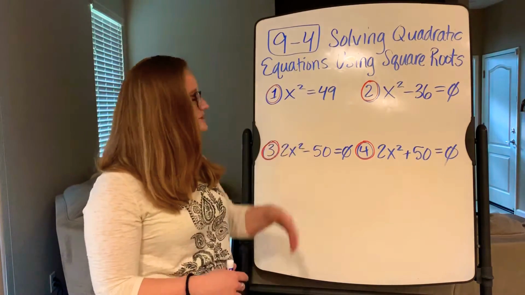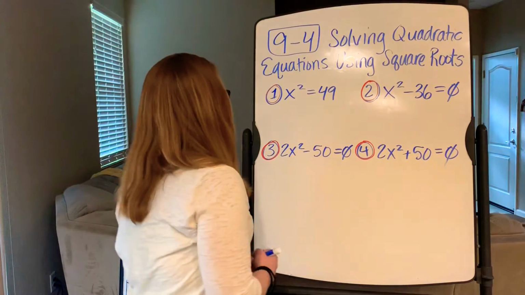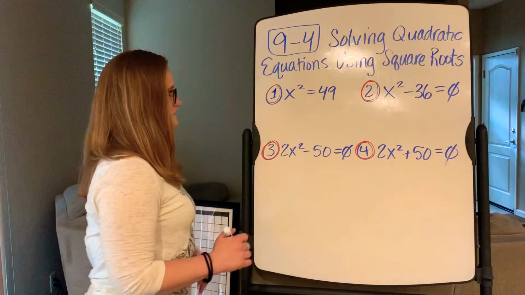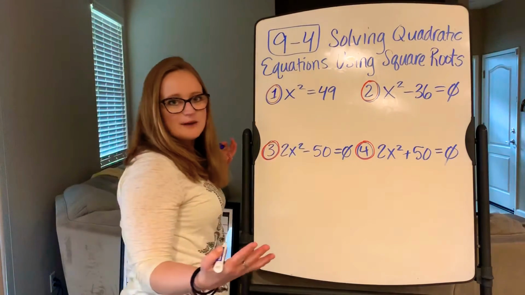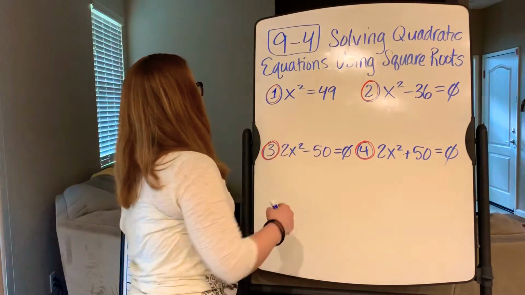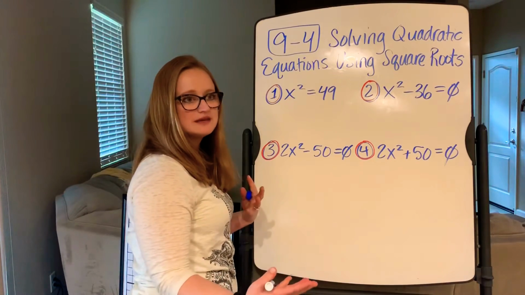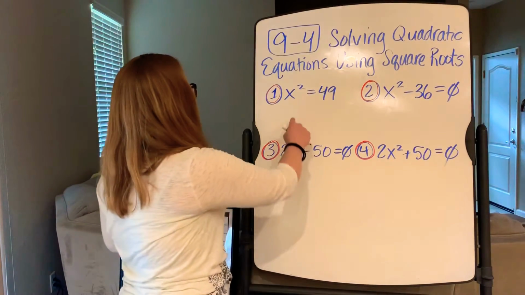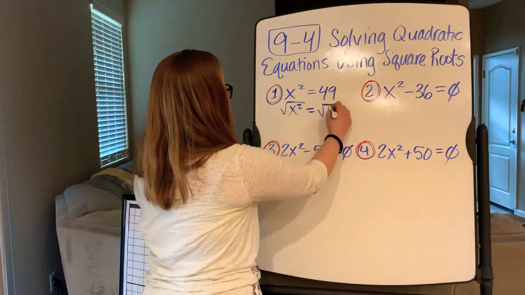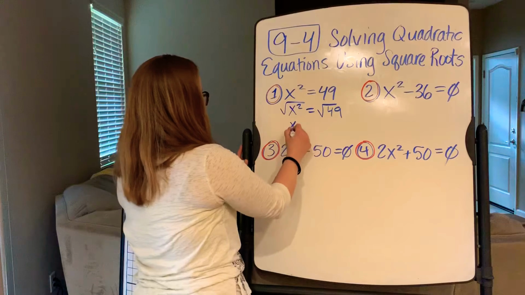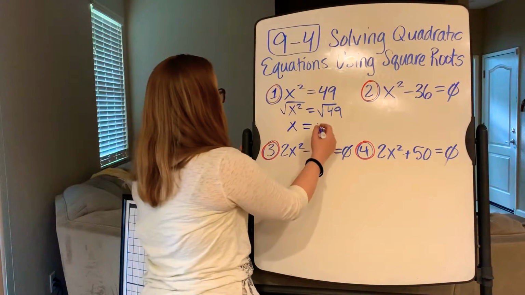So I'm gonna do 4 examples and solve these with you, and this should help you on your homework. So first one is x squared equals 49. The only thing that's stopping us from isolating this x is that squared, right? So like I said before, the opposite of squaring something is square rooting. So if we take the square root of both sides, we get x by itself, and that's what we want. And the square root of 49 is 7.